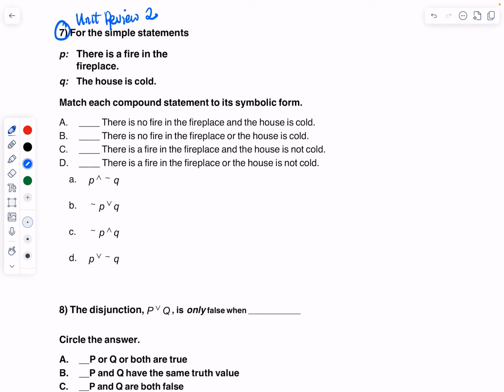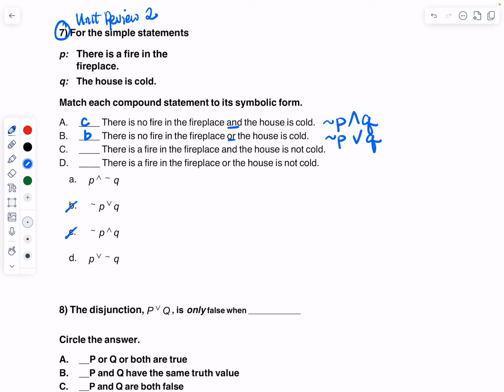So let's look at A. There is no fire in the fireplace. So that is negation P. And the house is cold, Q. So this is negation P and Q. So negation P and Q would be C. So let's look at B. There is no fire in the fireplace. Again, negation P. Or the house is cold. So or Q. Okay, so negation P or Q would look like B. Okay, so we have C and B taken care of.